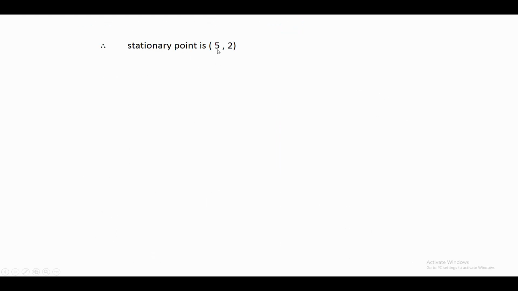Now at that point, find the values of f double x, f of xy, f double y. We know these values as r, s and t. Now r equal to f double x at (5, 2). We know f double x is 100 upon x cube. Put x is 5 and y is 2. So 100 upon 5 cube means 100 upon 125. Divide by 25, we get 4 by 5. We get r equal to 4 by 5.